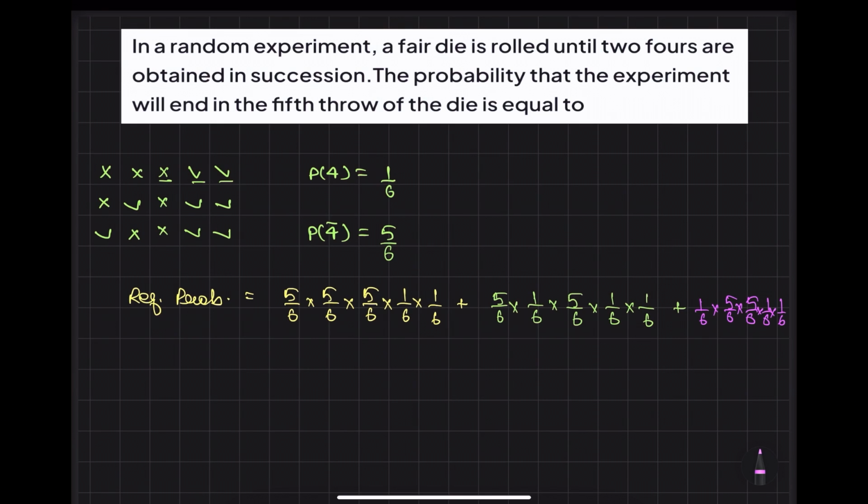Okay, now let's write down the final result. 5 into 5 into 5, 125. Then 5 into 5 is 25. Then 5 into 5 is 25. The base is same, 6 to the power 5. Okay, so it is 175 upon 6 to the power 5. Therefore the required probability is 175 by 6 to the power 5.